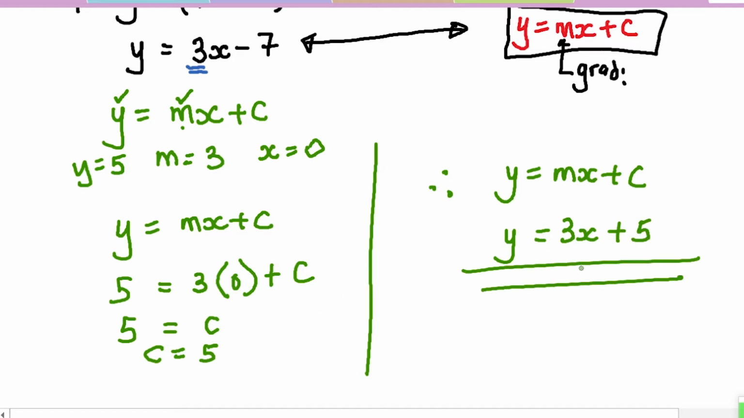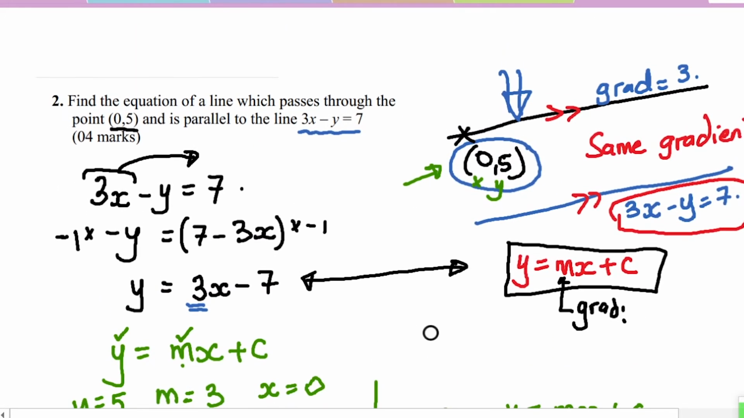And so from there, we've been able to answer this question, which asks us to find the equation of the line passing through the point 0, 5 and is parallel to that line. Next number.